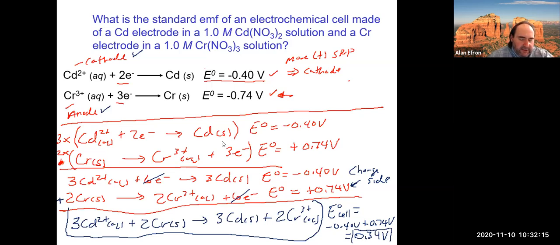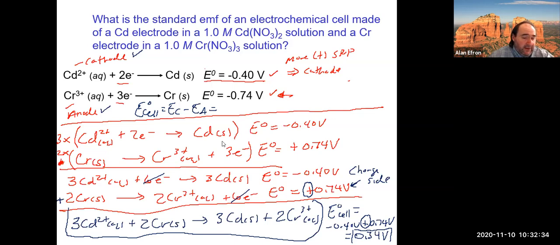And again here, what you see is because I took the initiative and changed the sign, I added the values together. So that is definitely one way you can get E of the cell. You can also get E of the cell from that formula that we saw, which is E of the cell is E of the cathode minus E of the anode.